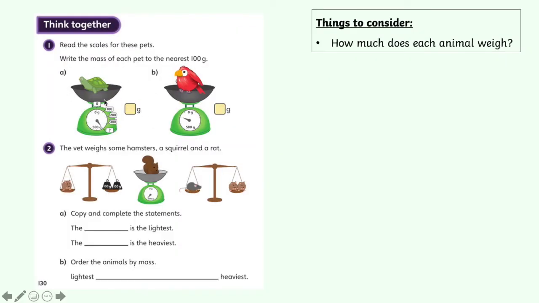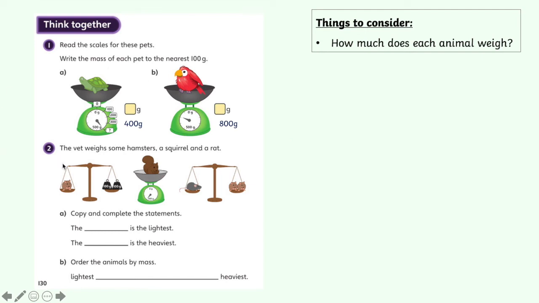So over here we've got this tortoise and we need to count up in hundreds all the way to the arrow. So we've got 100, 200, 300, 400. So this one is 400 grams. And this one here, well, we haven't got the jumps already said for us, so we need to count round ourselves. So 100, 200, 300, 400, 500, 600, 700, 800. So this one is 800 grams.